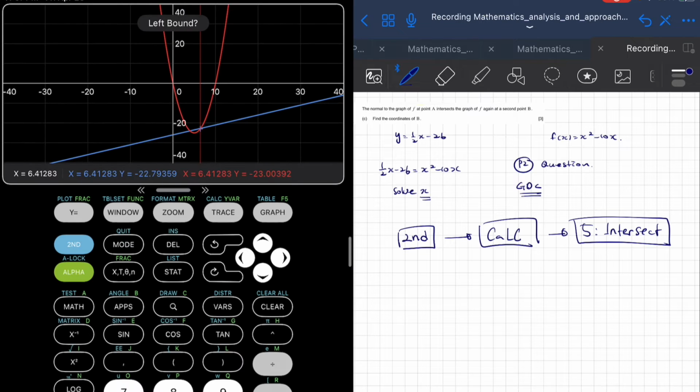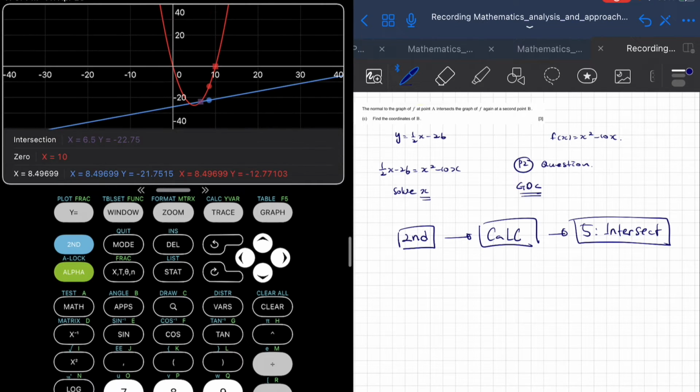So you click on 5, then you will see left bound, right? So you move your left bound line to the left of your second point and hit enter. After that, you move your line again to the right hand side of your second point and hit enter, and enter. Then you will see intersection point of x equals 6.5, y equals negative 22.75. However, since you always have to write your answer in specific, you can just write your y value as negative 22.8. And that's the answer of the question C.